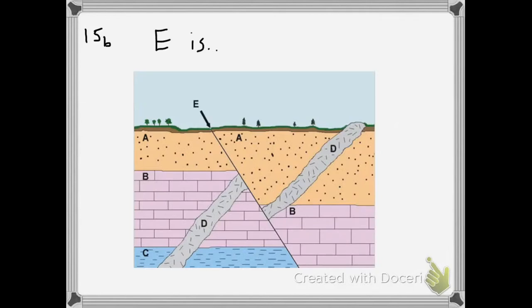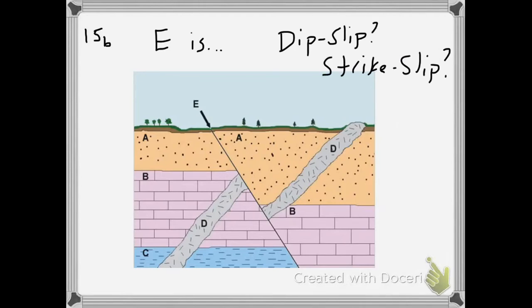Okay, so same diagram, different picture. E, is it showing you a dip-slip fault or a strike-slip fault? This is dip-slip. So to continue that thought, is this a normal dip-slip or a reverse dip-slip? It's normal, and these are relative motion arrows to help you decide that.